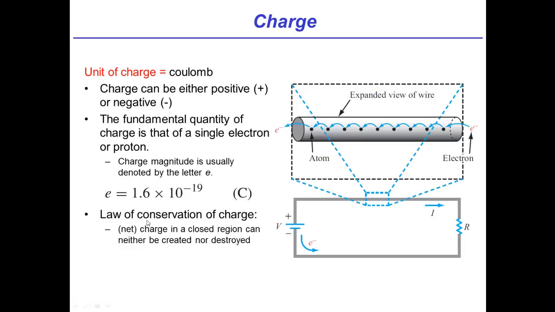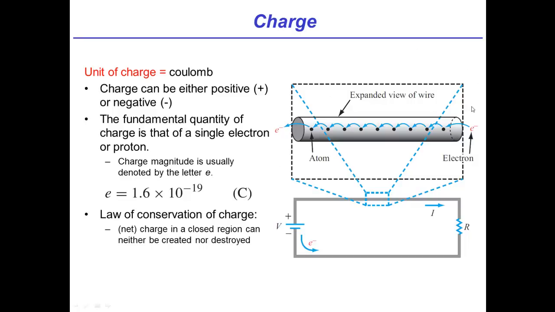Now, once we've identified these fundamental units of charge, and in particular the idea of electrons being our fundamental quantity, the next thing we're going to talk about is current. And essentially what current involves is the motion of charge.